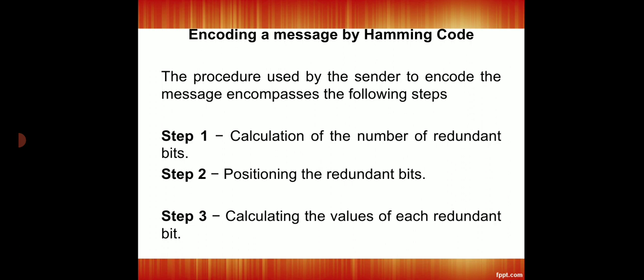While transmitting or encoding the message by Hamming code, we have to keep three steps in mind. First, calculate the number of redundant bits. Second, position the redundant bits. Third, calculate the values of each redundant bit.